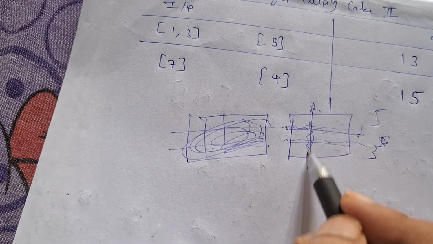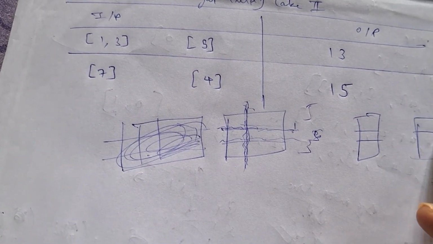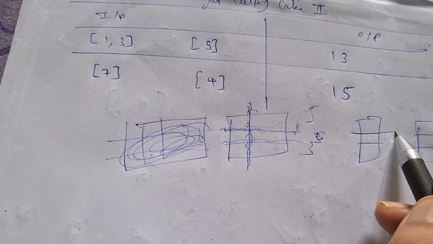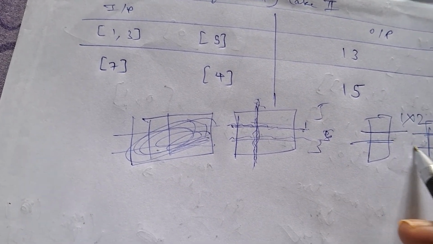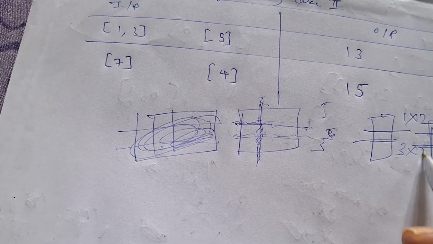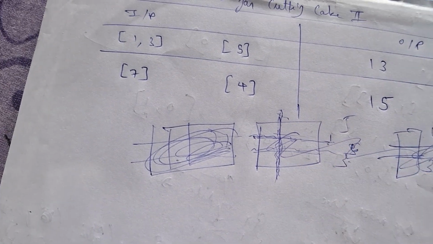If you're cutting it once, it becomes divided like this and this. So now you're going to have to cut this and this, that is a total of 1 into 2, and this a total of 3 into 2 instead of 1 and 3. You're getting it? So this is basically what the problem states.